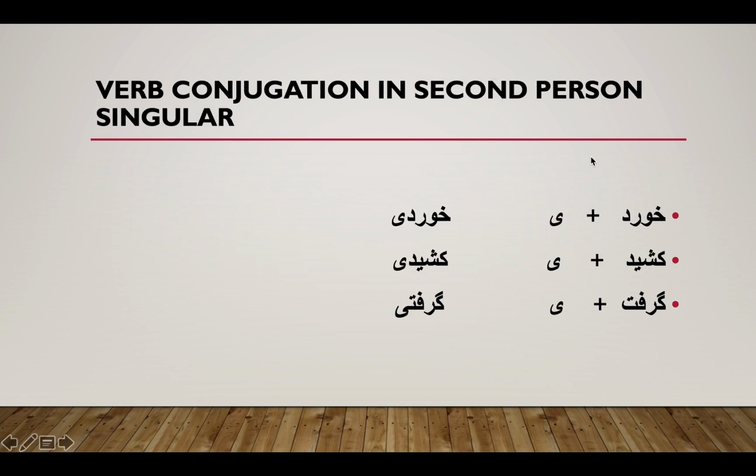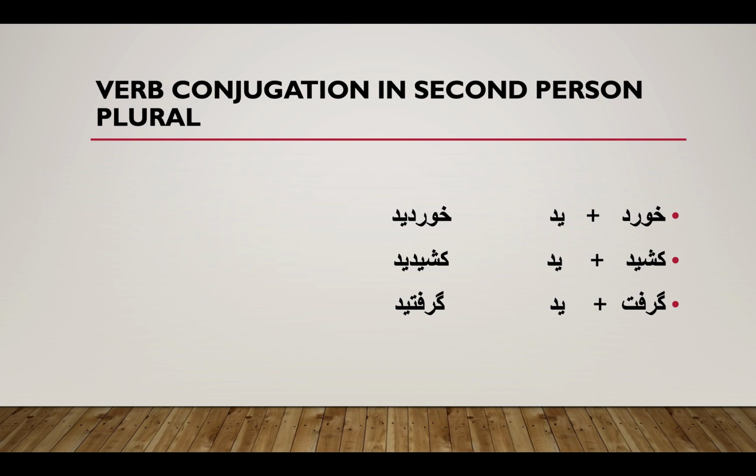Then if I want to conjugate my verb in second person singular, I add only i, which is the appropriate ending for second person singular. So these are the endings, you see, they are the same, and I add them to the end of my past stem. Khord plus i, keshid plus i, gereft plus i. Khordi, keshidi, gerefti means you did all these actions. So I address you as a listener, you did all these actions.